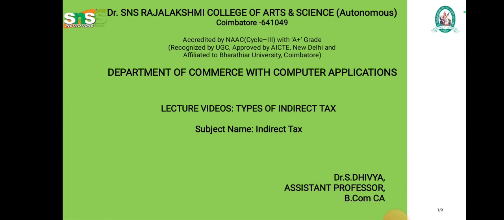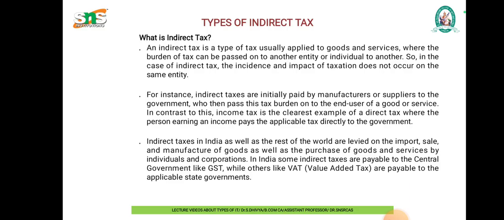This topic we are going to discuss is the types of indirect tax. Indirect tax is a type of tax usually applied to goods and services where the burden of tax can be passed on from one entity or individual to another. In the case of indirect tax, the incidence and the impact of taxation do not occur on the same entity. For example, indirect taxes are initially paid by the manufacturer or the supplier to the government, who then pass this tax burden on to the end user of the goods or service.